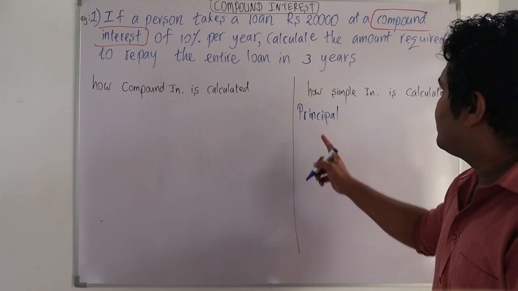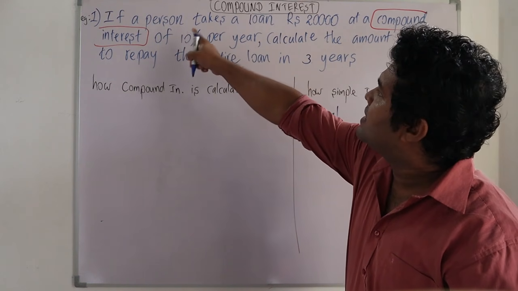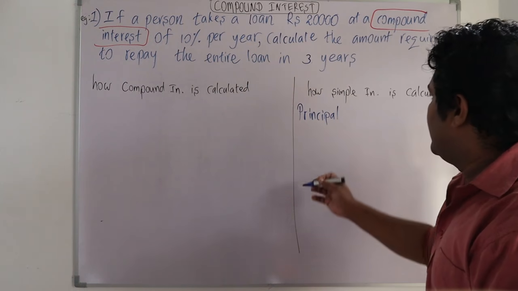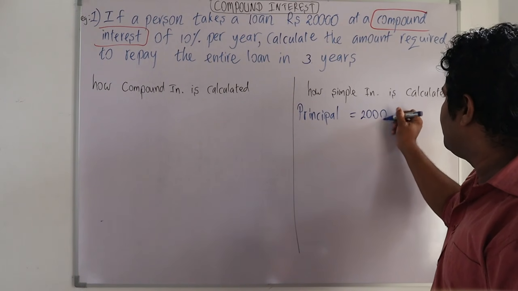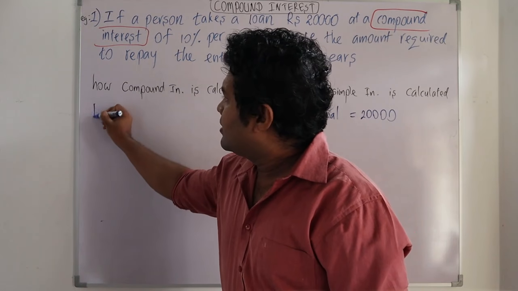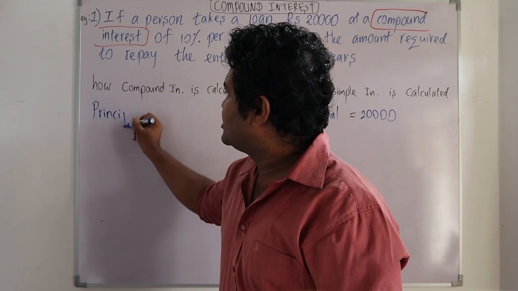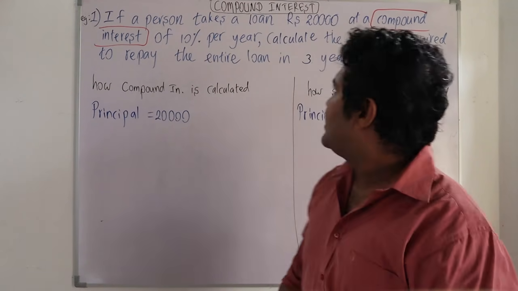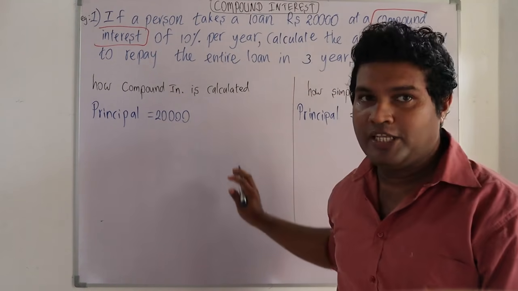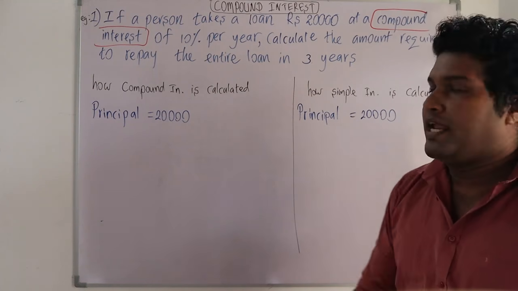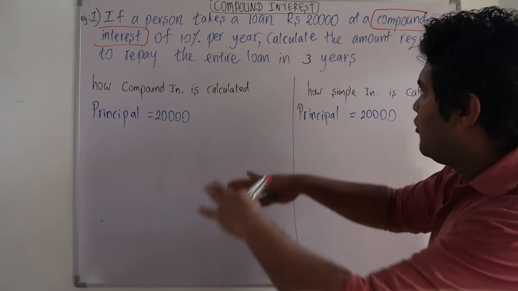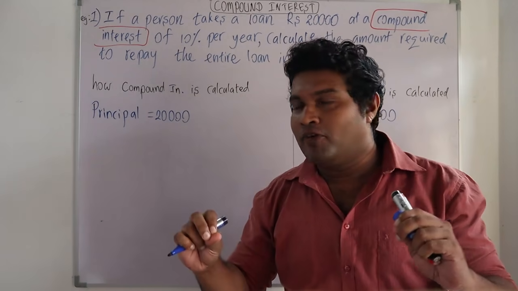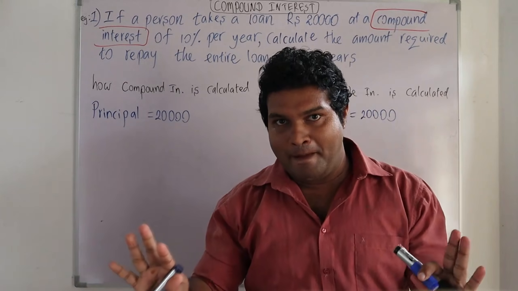Okay? Which is the principal? If a person takes a loan of 20,000, in this problem the principal is 20,000. And for the compound interest too, the principal is 20,000. The rate of interest is 10%, no need to mention. Then if I calculate interest for the first year, for both questions, the answer is the same. The first step for both situations is the same.